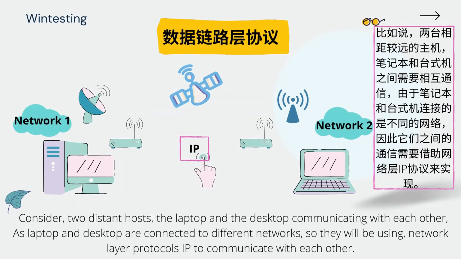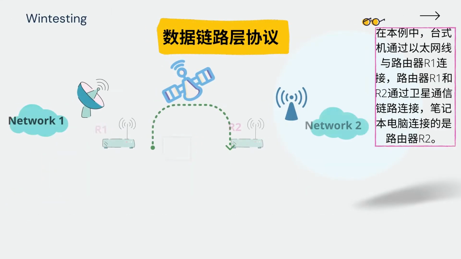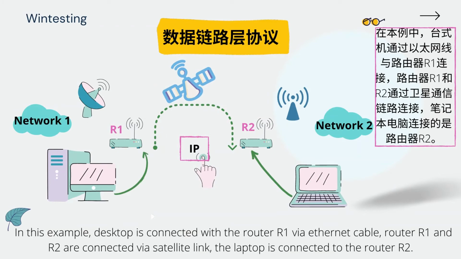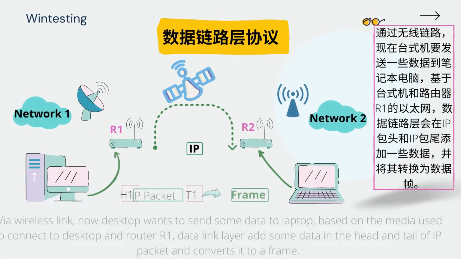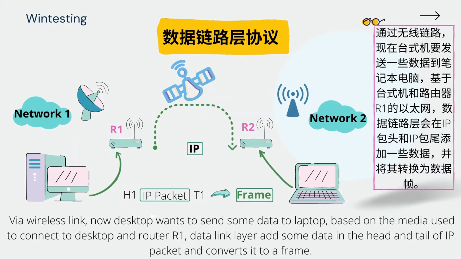Consider two distant hosts, the laptop and the desktop, communicating with each other. As laptop and desktop are connected to different networks, they will be using network layer protocol, IP, to communicate with each other. In this example, desktop is connected with router R1 via Ethernet cable. Routers R1 and R2 are connected via satellite link. The laptop is connected to router R2 via wireless link.